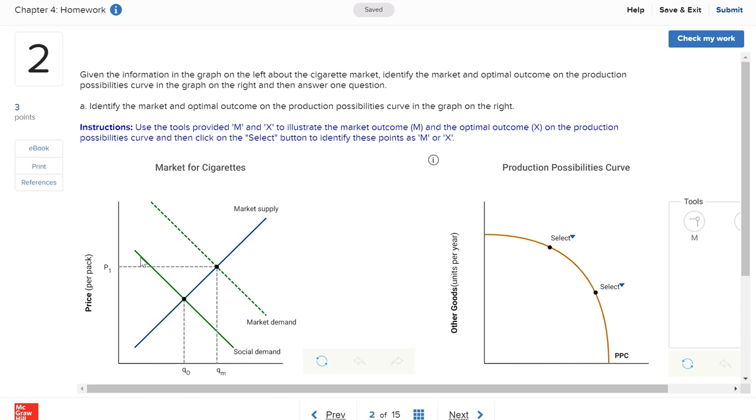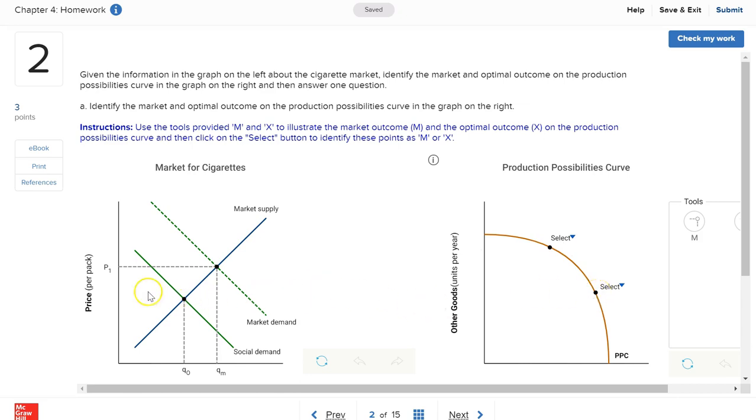come from smoking. So in this case, you're asked to use the tools to understand the corresponding points on the production possibilities curve. Your tools are over here, and I don't think it's going to let me do it because I'm in a practice mode here. But the idea is that you're going to identify whether each point represents an optimal mix or a market mix.